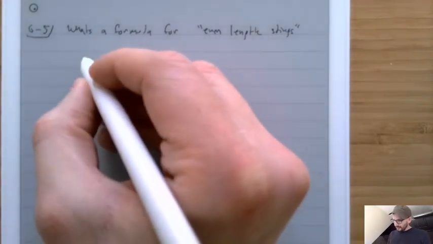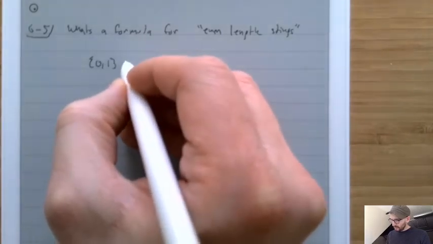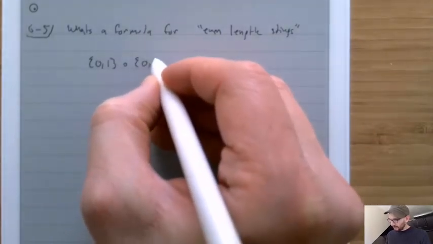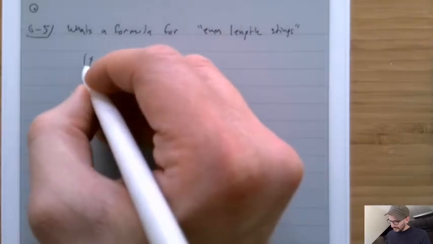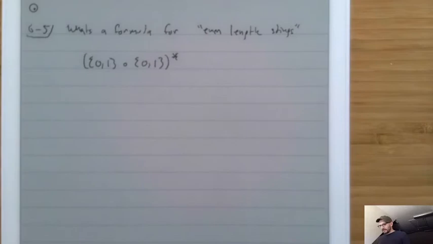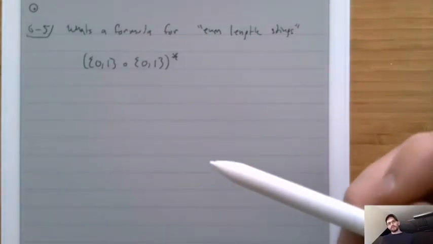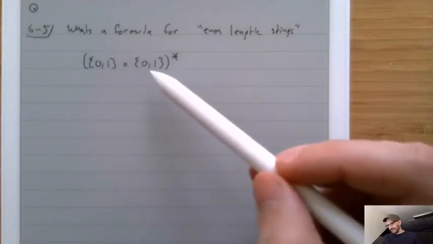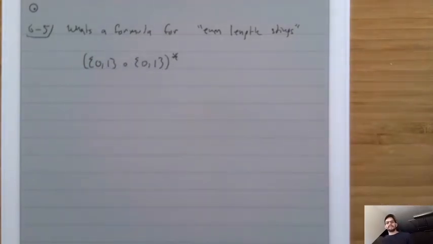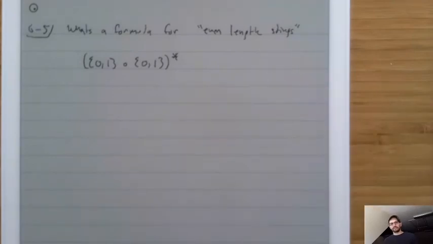So what we do is we say we want (0, 1)∘(0, 1), and then we want to take that whole thing and star it. Notice that this includes the empty string because the star always includes zero repetitions, and then we have one thing and then something else. So that means there's always going to be an even number. So this formula right here is even length strings.